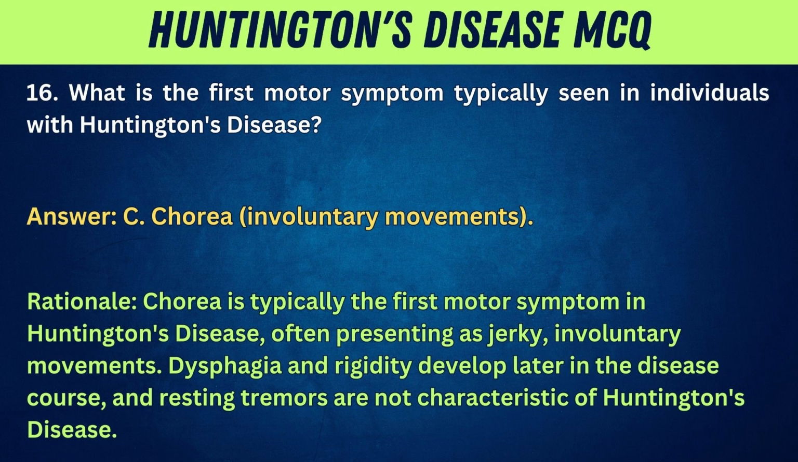Rationale: chorea is typically the first motor symptom in Huntington's disease, often presenting as jerky, involuntary movements. Dysphagia and rigidity develop later in the disease course, and resting tremors are not characteristic of Huntington's disease.